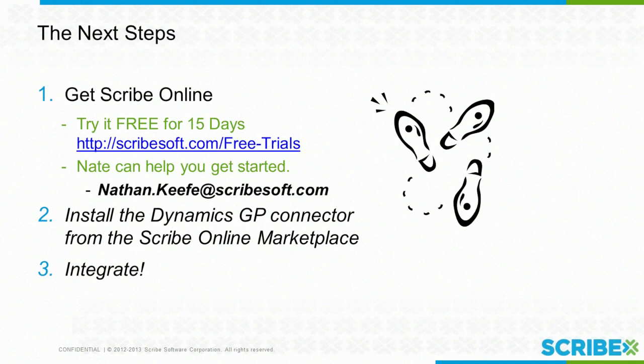His name's Nate Keefe. And after you sign up for Scribe Online, you'll want to install the Dynamics GP connector from the Scribe Online marketplace. It's included in the sense that we don't charge anything extra for the connectors, but you do go ahead and install that into your agent so that you can use it. Once that's done, you can then start designing the maps like Mike was just showing you and give it a try for yourself.